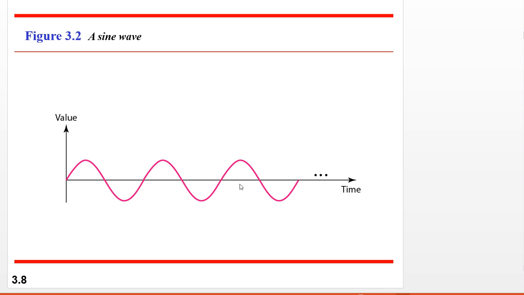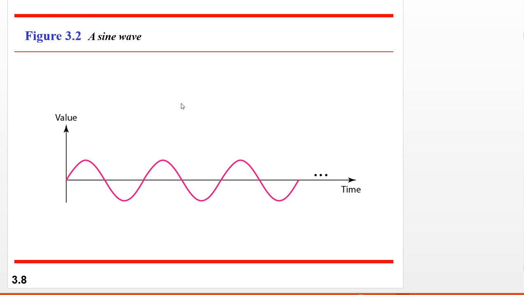So a sine wave can be represented like this. The vertical line is the value of the sine wave, and the horizontal line represents the time axis. Fine. So this is a simple sine wave as you are seeing right now. If the number of cycles or number of oscillations is more, then the frequency is high. Okay, that you know, right?